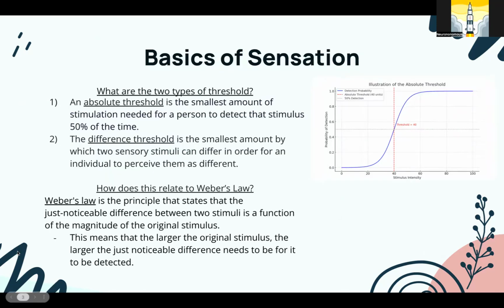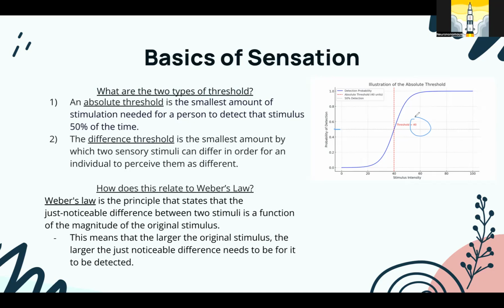So, basics of sensation. We need to know what our two types of thresholds are. The first type is the absolute threshold. That is the smallest amount of stimulation needed for a person to detect that stimulus 50% of the time. So we see that in this case, our threshold is 40. We can see how the stimulus intensity needs to be 40 whatever units for a person to detect that 50% of the time. The probability of detection is 50. And so in this case, if I asked you what is the threshold, the answer would be 40.